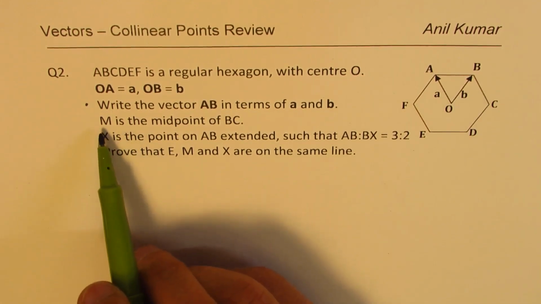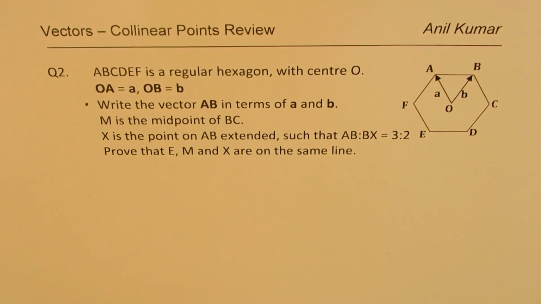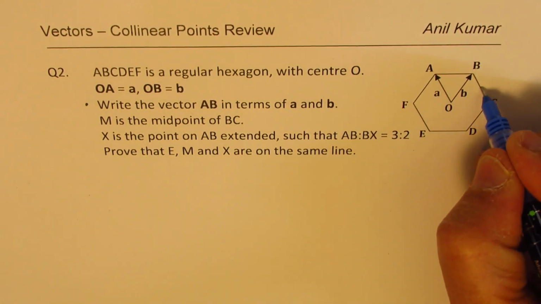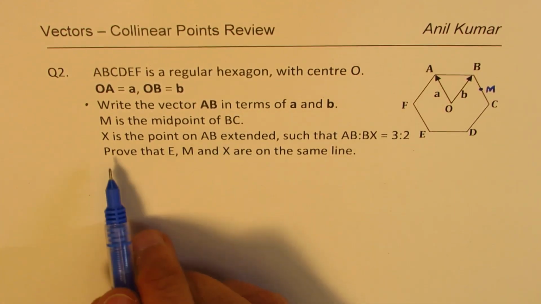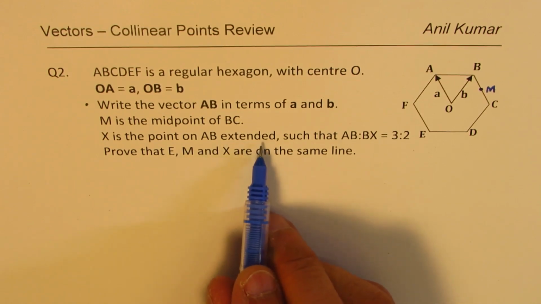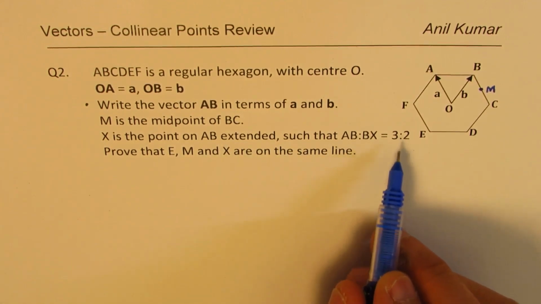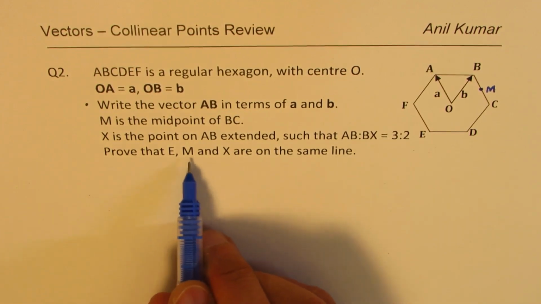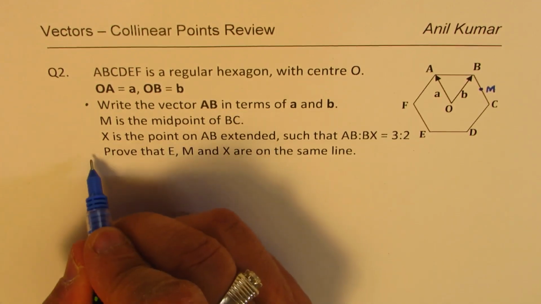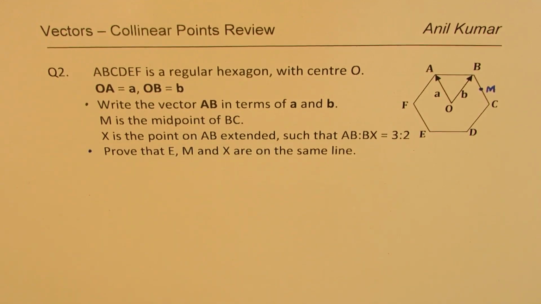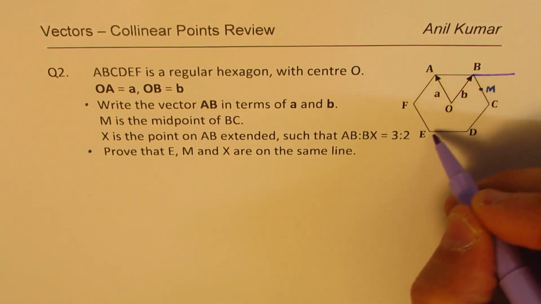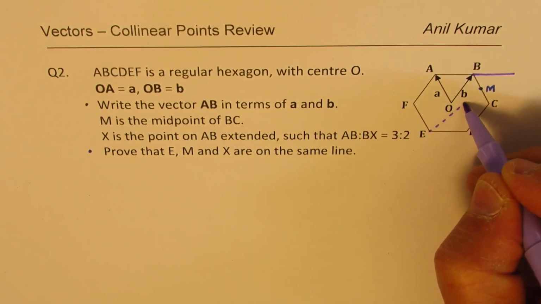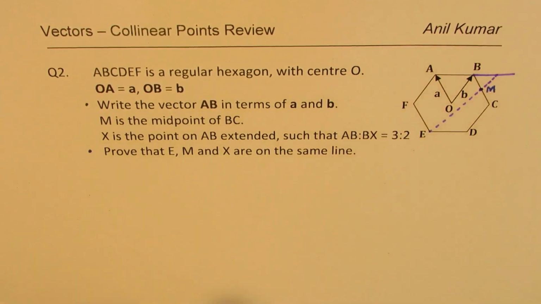That's the first part. Then M is the midpoint of BC. Let's mark it. So BC, we have a midpoint here, M. X is a point on AB extended such that AB is to BX is 3:2. Prove that E, M, X are on the same line. So that's the second thing we need to prove. EMX. Okay. So let's extend AB first. And EM, that means, let me draw a dotted line here. Okay, so we get our point X.